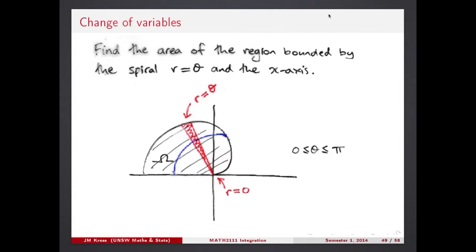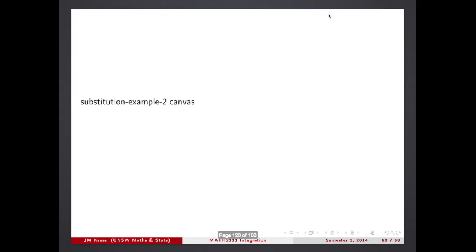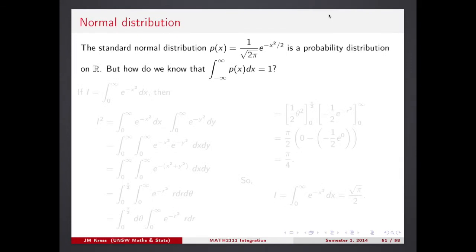Okay. That's where we were yesterday. We found the area under the spiral. Right, so what's happened next? Let's just see. Well, that's our example. That's another example where substitution helps significantly.